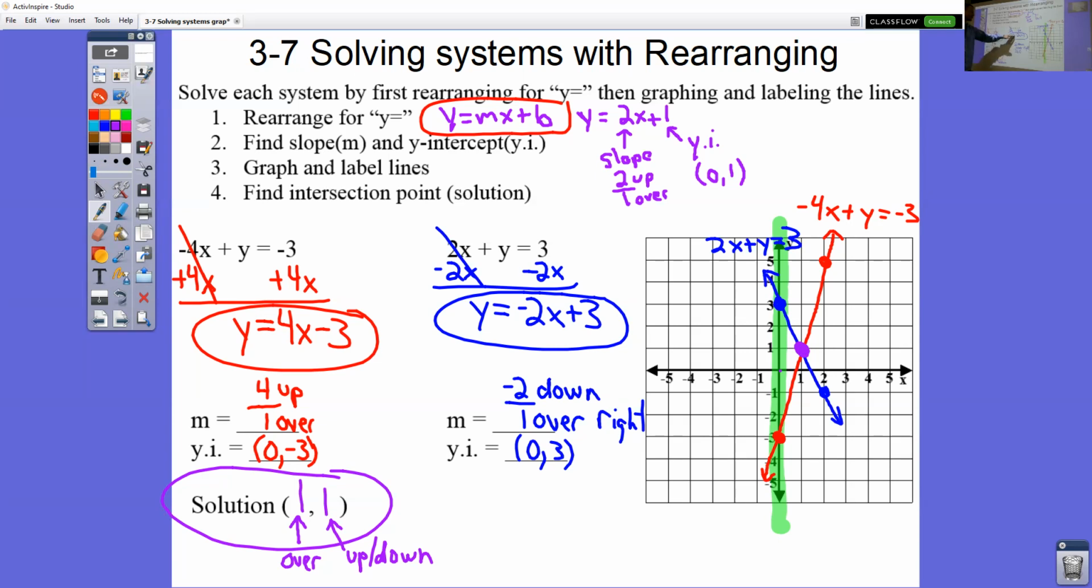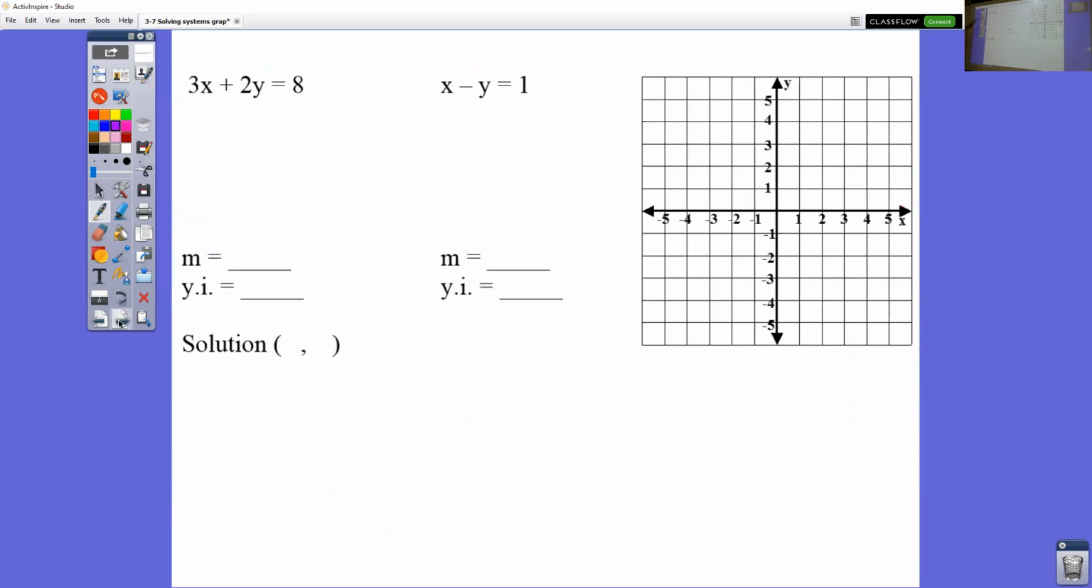So we rearranged the equations for y equals. We found our slopes and our y-intercepts. We graphed our two lines and saw where they crossed. Take a look at another one.